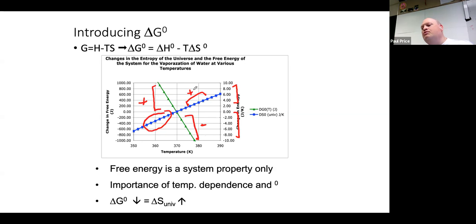So anywhere the entropy change of the universe is positive, the free energy is negative. So by combining all this information into one equation, if you can simply calculate the delta G naught of the reaction, you can right away determine if the reaction is thermodynamically favorable or not. If delta G naught is positive, it won't be favorable. If it's negative, it will be favorable, all right?